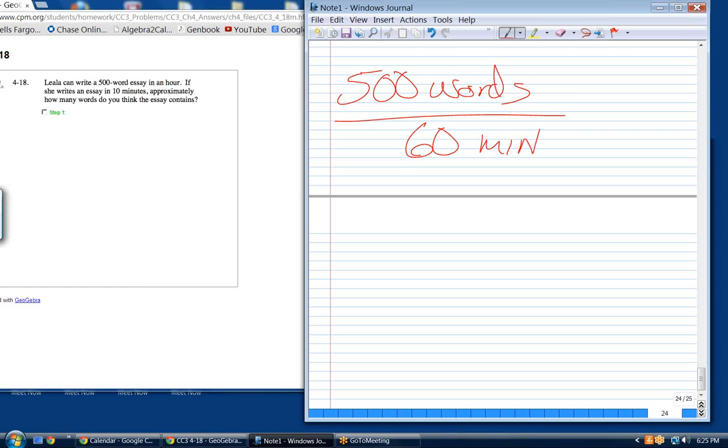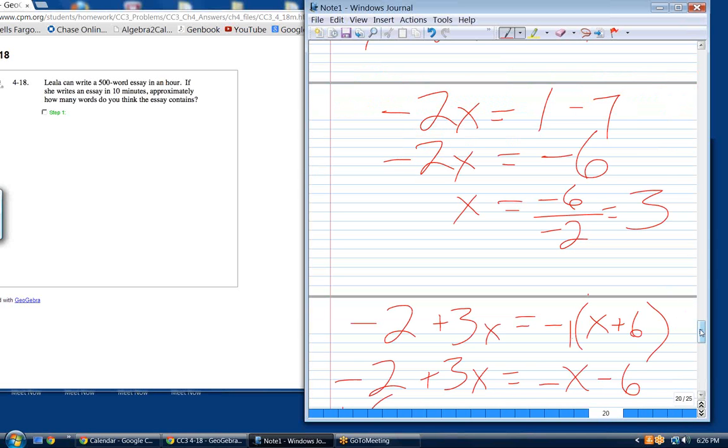Not right now, no. Here, I'll get one. Okay. So what's 500 divided by 60? 8.33, and then the little line over it means it repeats. Yeah. So that's how many words per minute she can write.